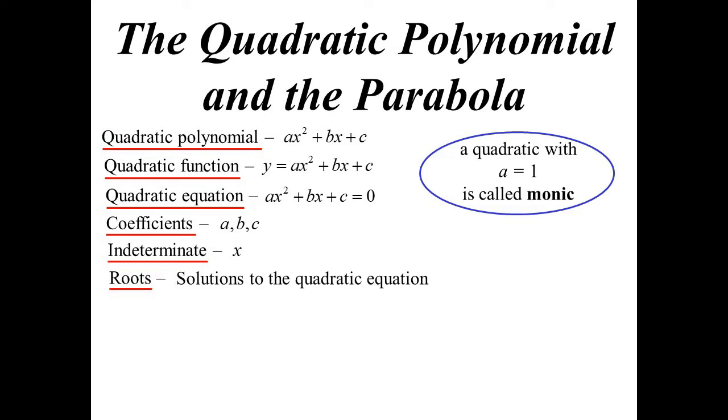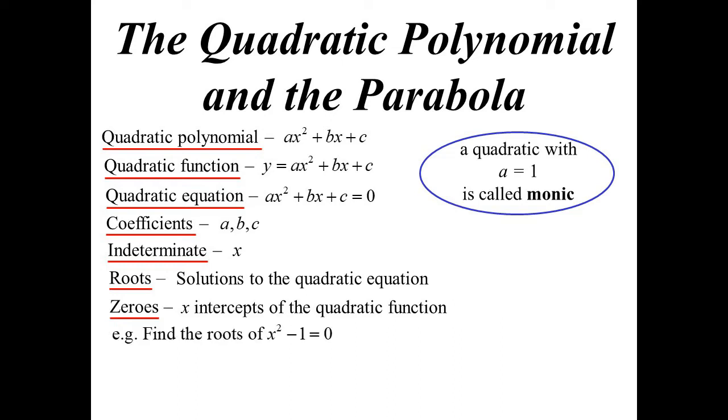Roots. They are the solutions to the quadratic equation. So you have roots of an equation, as opposed to zeros, they are the x-intercepts of the quadratic function. So the function has zeros, whereas the equation has roots. They are the same thing. And you will see people use the wrong term from time to time. So sometimes they'll say zeros when they should have said roots and things like that.